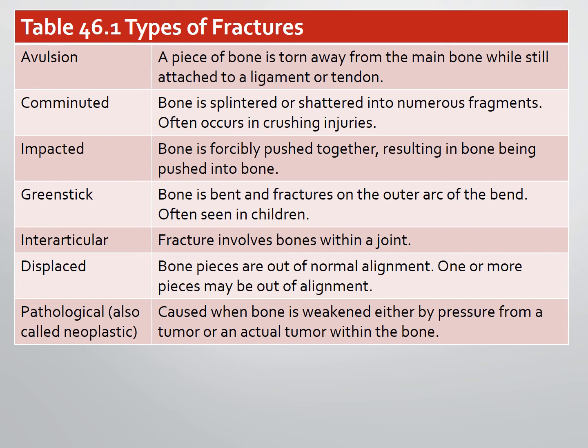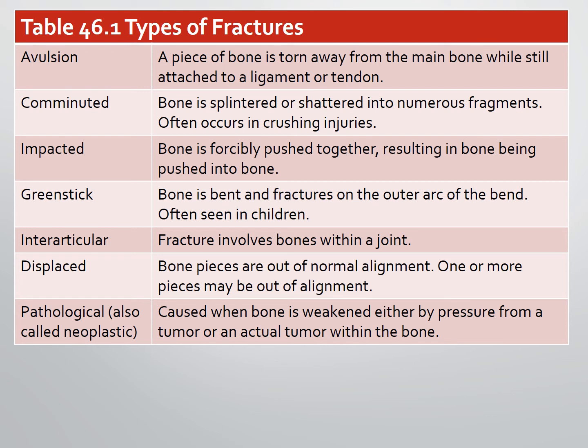Greenstick fracture, the bone's bent and fractured on the outer arc of the bend. This is one that's commonly seen in children. They really heal quickly. Intra-articular fracture, that involves a bone within a joint. And displaced, those bone pieces are out of the normal alignment. One or more pieces may be out of alignment. It's going to depend. And then your pathological, they also can call it neoplastic. This can be when the bone is very weak, either from pressure from a tumor. I think of my cancer patients.